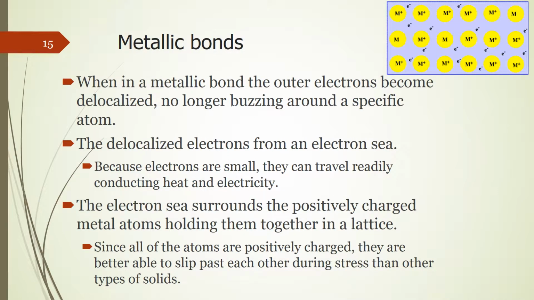Now, metallic bonds. Basically, you're going to get yourself a nice lattice again, but many of your atoms are going to let their electrons run free, what we call delocalized. They're going to be able to travel readily across the material. This allows metals with nice metallic bonds to be good conductors of heat and electricity.